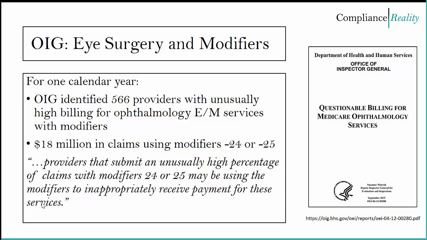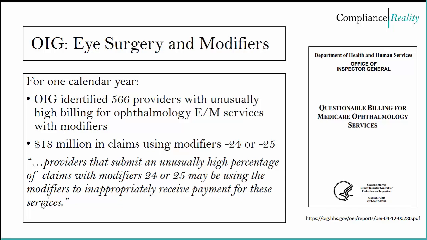The majority of their findings had to deal with Modifier 25. But for one calendar year, the OIG identified 566 providers with unusually high billing for ophthalmology E&M services with modifiers, and that equated to $18 million in claims using modifiers 24 and 25. Again, the majority is by Modifier 25, and that, again, is for one calendar year.